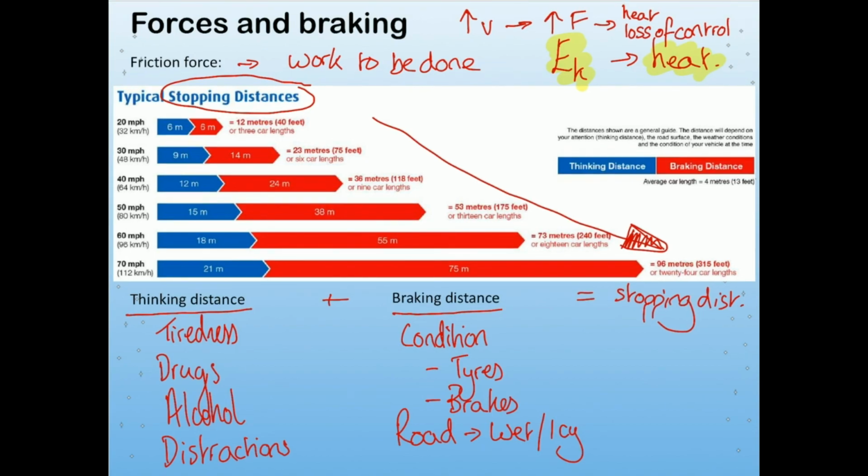To add to the thinking distance, we do have a little overlap here with a reaction time experiment from biology, where you can measure human reaction times. This is the ruler dropping experiment. It might be worth just going over that to remind yourself, because you do need to explain how to measure reaction times.